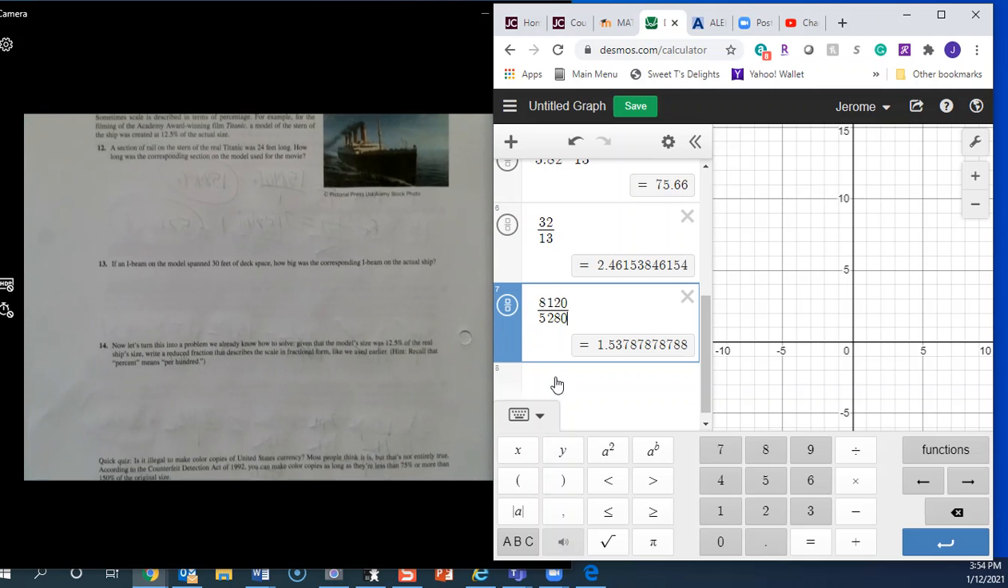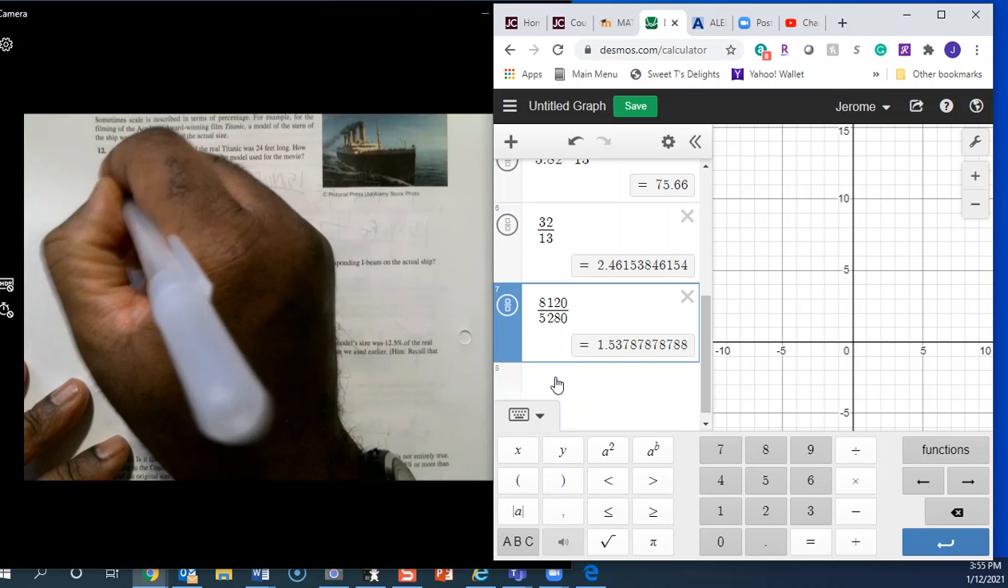Now we come here to the back. It says sometimes scale is described in terms of percentage. For example, for the filming of the Academy Award-winning film Titanic, a model of the stern of the ship was created at 12.5% of the actual size. Okay, so now we come here to problem number 12. It says a section of rail on the stern of the real Titanic was 24 feet long. How long was the corresponding section on the model used for the movie?